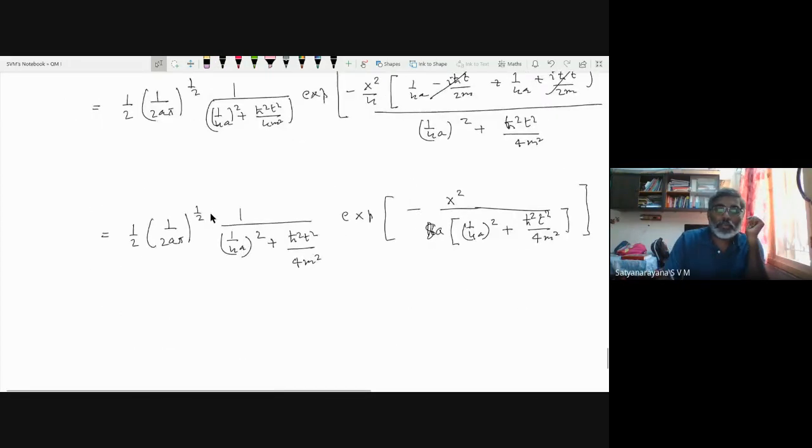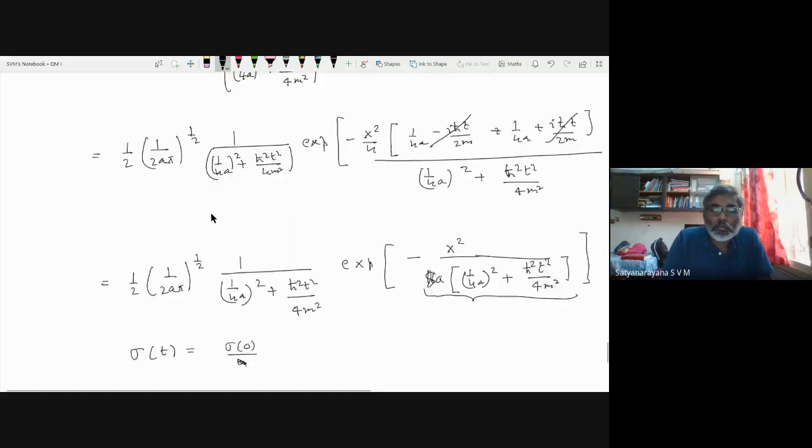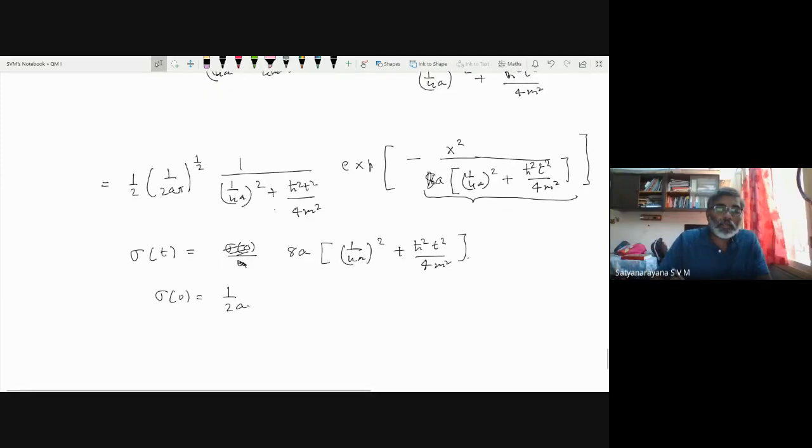Okay. Now if I want to call this as sigma at t, so I can say that sigma of t is equal to sigma 0 by 4. So 1 by 2a is, let's say this is your sigma, that is 8a, 1 by 4a square plus h bar square p square by 4m. But we have seen that sigma 0 is equal to 1 over sigma. You can write down from here 2a is equal to 1 by sigma.